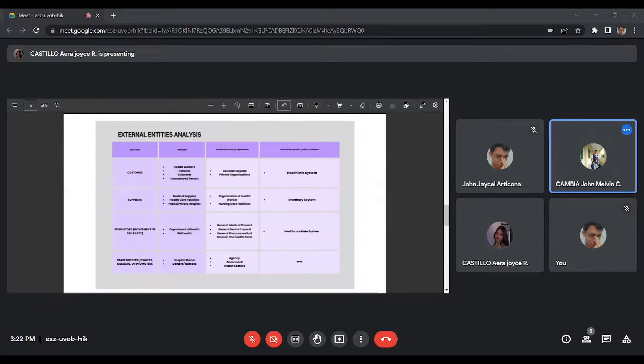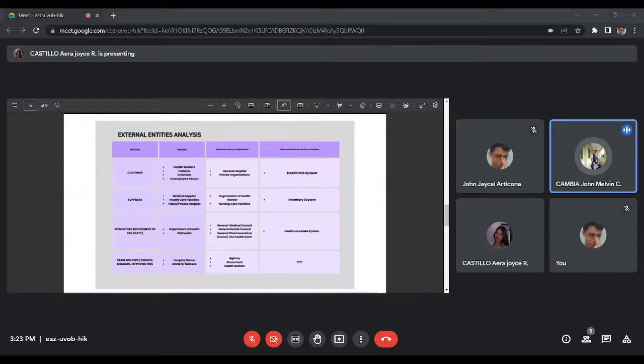So, here it is. At first, I will tackle all the text inside the table of external entities. As we can see inside the table, the entities are customer, supplier, regulators, and stakeholders, and with those entities, we will know the persons, businesses, groups, or departments, and the information systems, devices, or software. In the entity of customer, under the persons, are the health workers, patients, volunteers, and unemployed persons, and they are the ones in charge of doing healthcare activities in different human classes in our society.